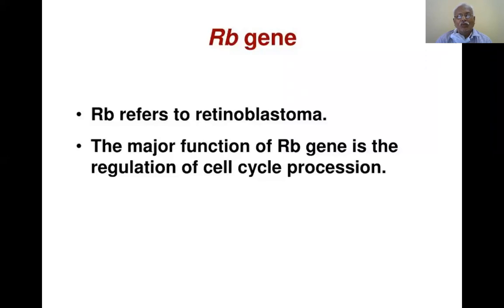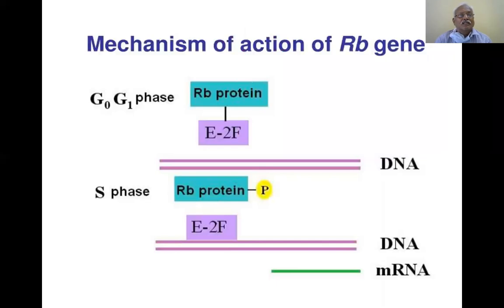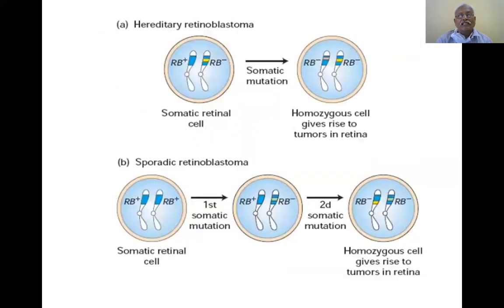Man is not immortal. Man is mortal. At one stage, say 50 years, 60 years, 70 years, 80 years, 90 years, all depends upon the stability and integrity of the cell. So the major function of the RB gene is the regulation of cell cycle progression. At the G1 phase, RB protein will act on E2F, and at S phase, RB protein with P21 and E2F, DNA and mRNA stage.